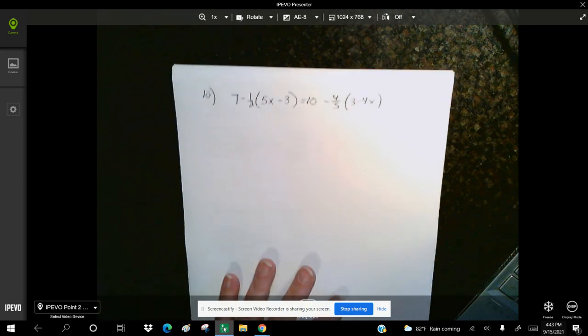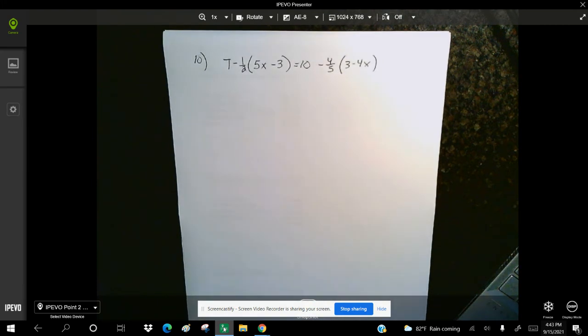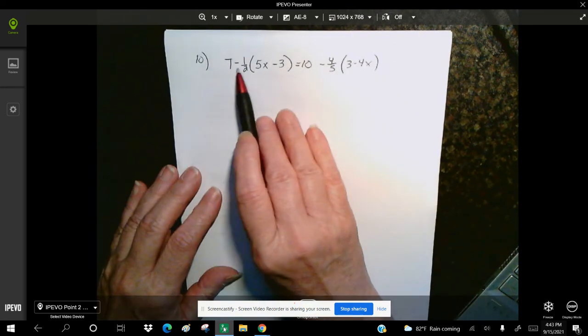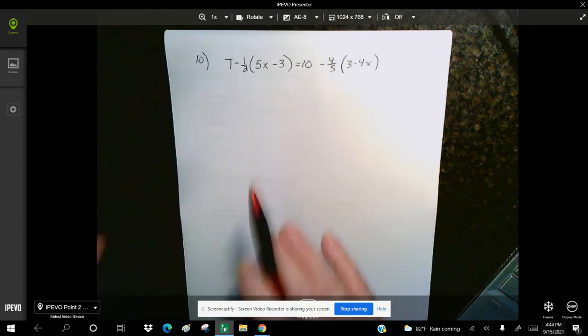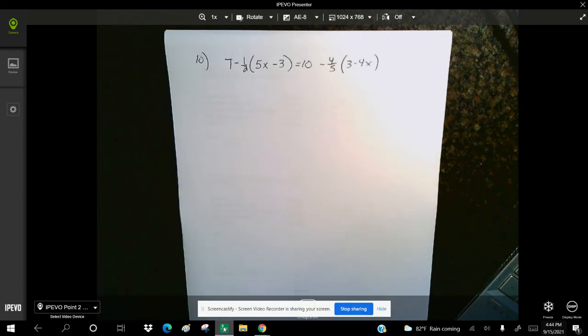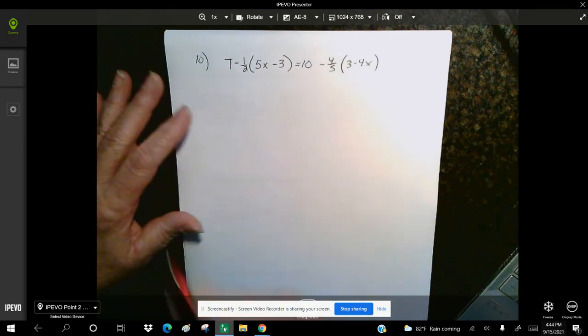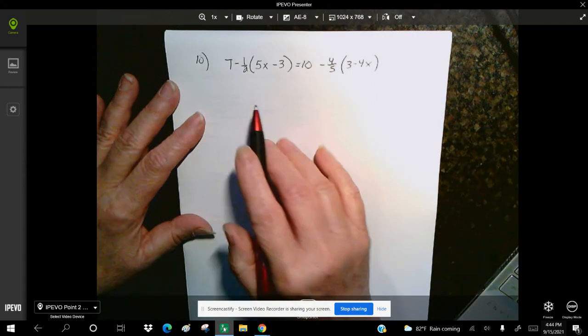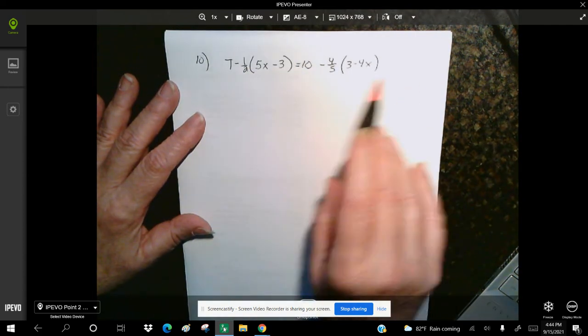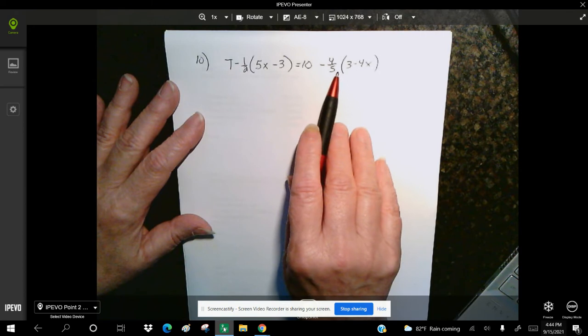The way that you're going to solve this is by what they call clearing out the fractions, which means you're going to get rid of the fractions. Now, you could distribute this 1/2 and then deal with the fractions, but I think you'll find that when you do that, you're more apt to make a mistake. You're better off to clear out the fractions. The way you clear out the fractions is you multiply every single term by a common denominator.